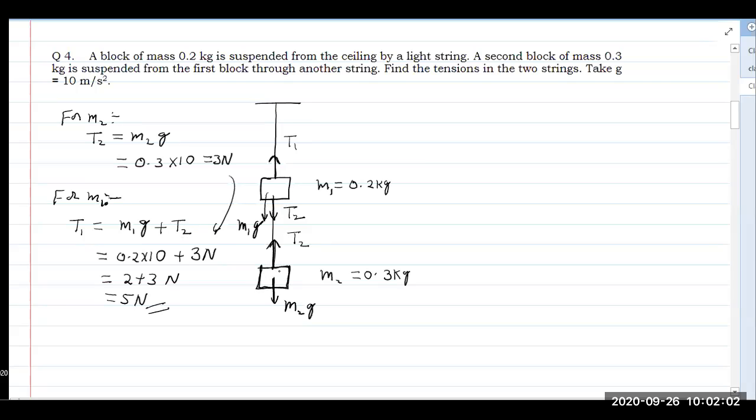So while writing the forces, you will write the forces only on that object. If some other object is exerting some force through some connected object or through some different thing, you will not write those forces. You will write only the forces which are acting directly on that object. So we will discuss this in detail.